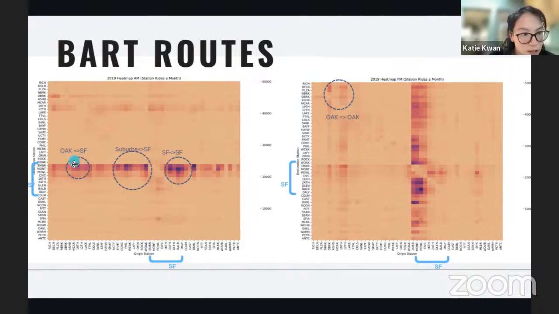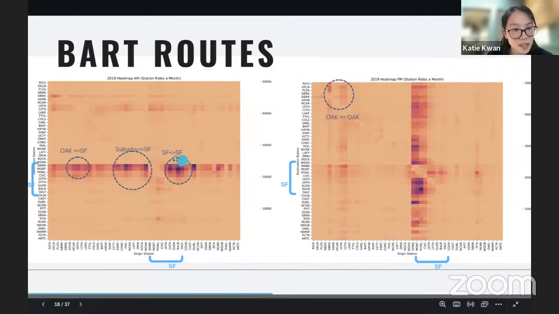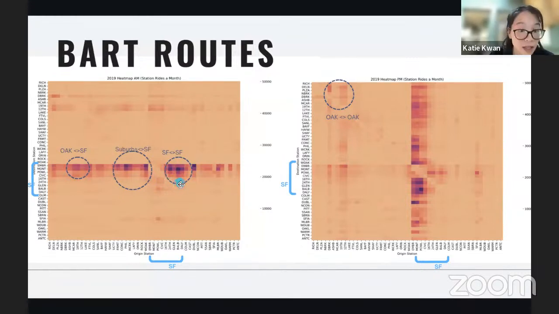You can see here, this is basically Trans Bay traffic. This is Oakland stations going into San Francisco stations. This is the East Bay suburbs that I talked about going into San Francisco stations. And then this is the intra San Francisco traffic. So this is people in South San Francisco, people like me that live a little bit outside of downtown, coming into downtown to go to work. I also thought that was very interesting.